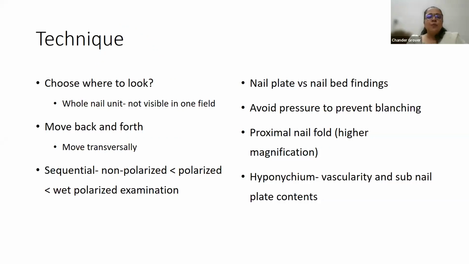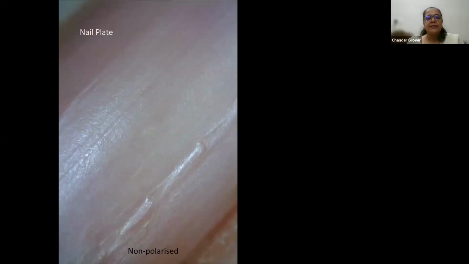When you do an onychoscopy, you choose where to look because the whole nail unit is not going to be visible in one field. You will have to move from one part to the other. Sequentially, you move from the non-polarized examination to polarized to wet polarized examination. Then you see the nail plate versus nail bed findings. Avoid pressure to prevent blanching. The proximal nail fold you will see under higher magnification. And then you see the hyponychium for vascularity and the under-nail-plate contents.